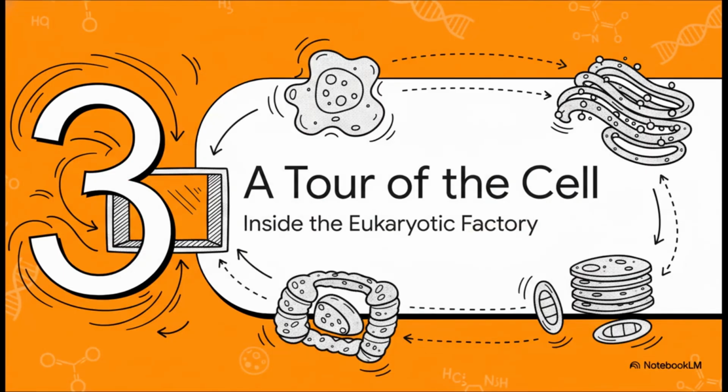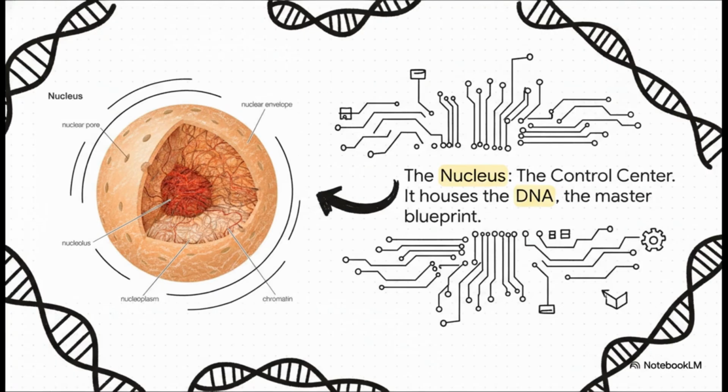All right, so let's put on our microscopic hard hats and take a tour inside that amazing eukaryotic factory. We're going to check out some of the most important departments, or as scientists call them, the organelles. First up, we're headed straight to the corner office, the command center, the nucleus. This is the big boss. It holds all the DNA, the master blueprint with all the instructions for everything the cell will ever need to do.